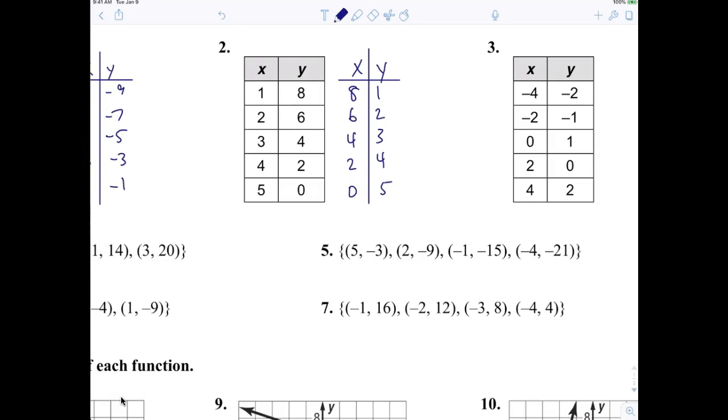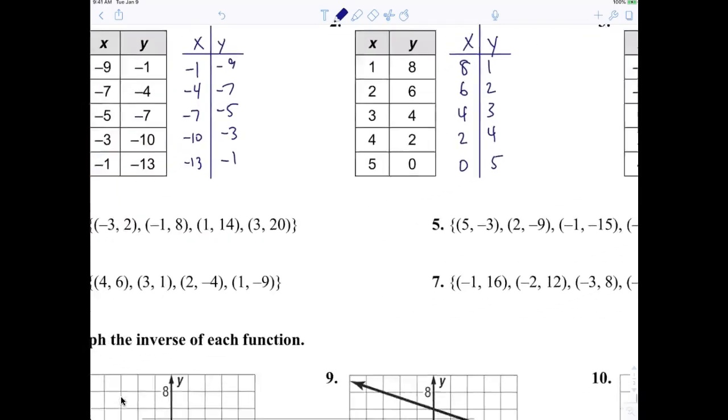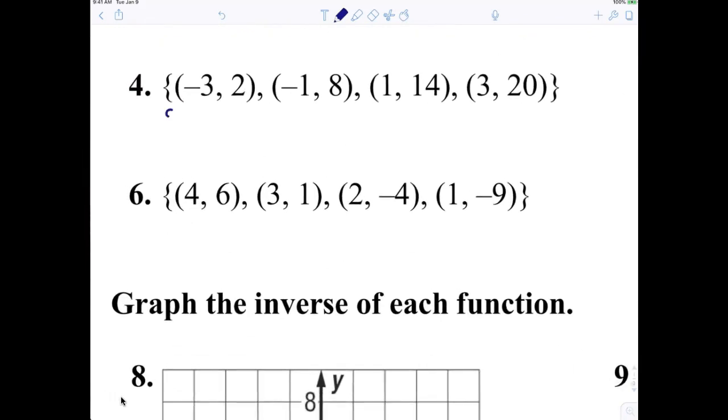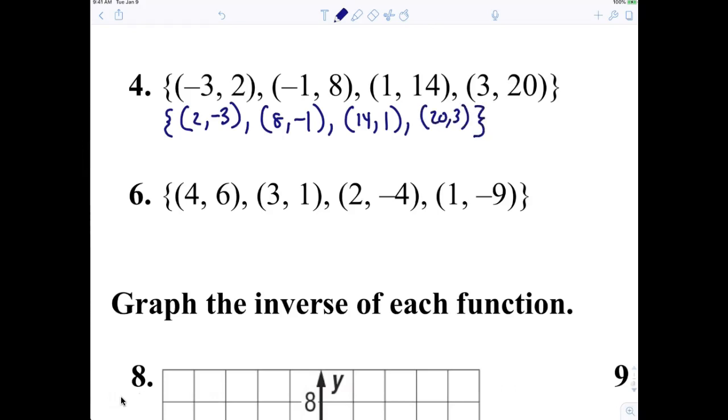All right. Now, those are the tables. Now we have them written in ordered pairs. So if I'm going to find the inverse of an ordered pair, it's the same exact format. 2, -3. 8, -1. 14, 1. 20, 3. That's really simple. Really simple. All right, make yourself a note. Make sure you got it.